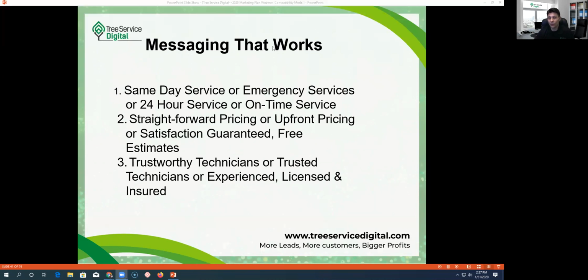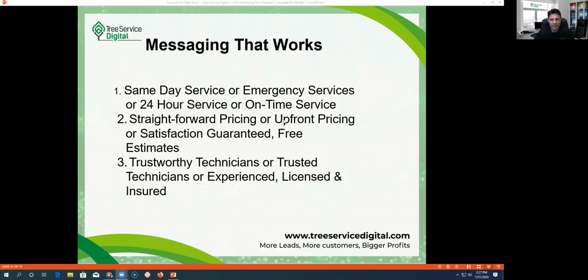Same day service or emergency tree services, or 24-hour service, or on time service. All these things are going to resonate with people. Oh, these guys say they're going to be on time. That's great because I don't want to wait around all day. Number two, straightforward pricing or upfront pricing or satisfaction guaranteed. Free estimates is also a good one because people want to know what it's going to cost upfront.